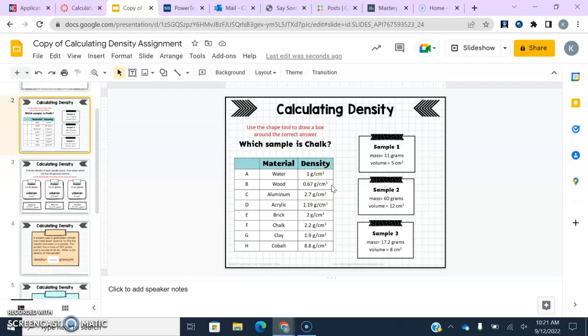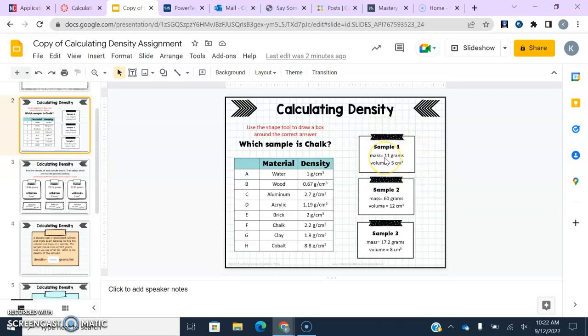But in this first one, basically what it's asking you to do, you have 3 samples here, and each of these samples gives you the mass and the volume, right? So all you have to do is take the sample mass and divide it by the volume to find the density. And it wants you to match which one of these samples is chalk. Okay, so chalk is here in F, and the density of chalk is 2.2 grams per centimeter cubed. So essentially what you're doing is you're calculating the density for each of these samples, and then you're seeing which one equals 2.2, right? So let's do sample 1, for example.